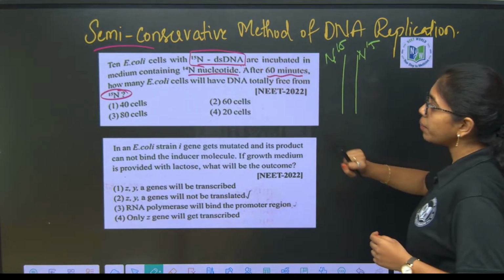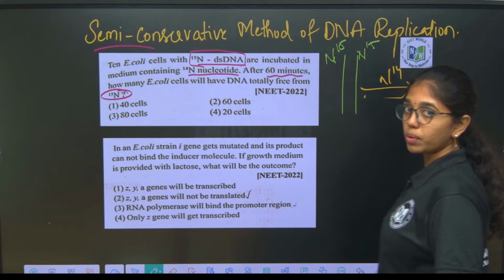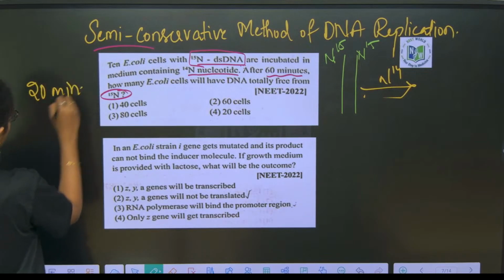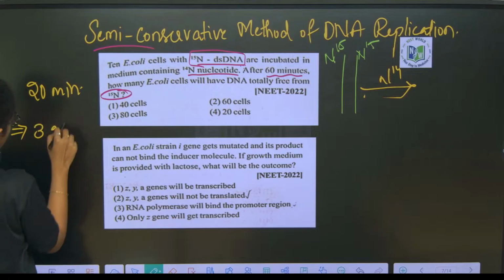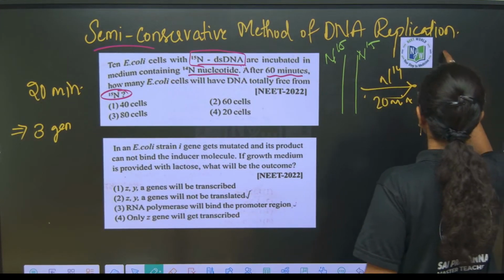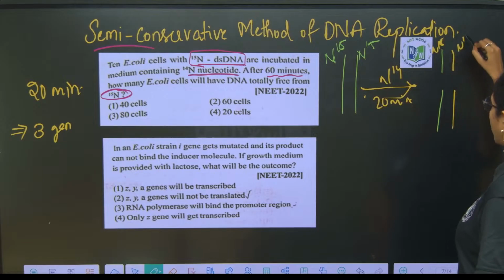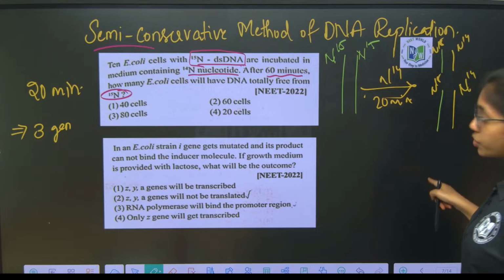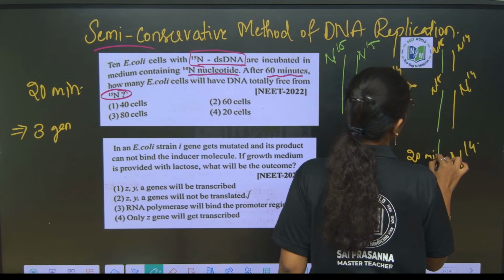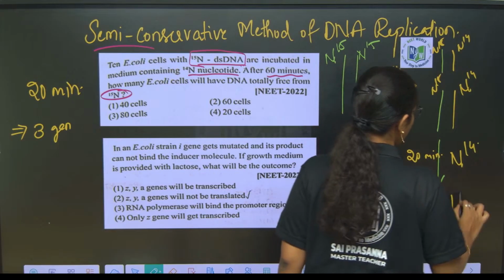They are incubated in the medium containing N14 nitrogen. After 60 minutes, the question says. One generation time in E. coli is 20 minutes. So 60 minutes means 3 generations, right. In the first 20 minutes you will get 2 hybrid strands, one parental strand and one daughter strand, N15, N14, N15, N14. When these hybrid strands are further incubated in N14 solution for 20 minutes, you will again get 2 hybrid strands and 2 light chains.